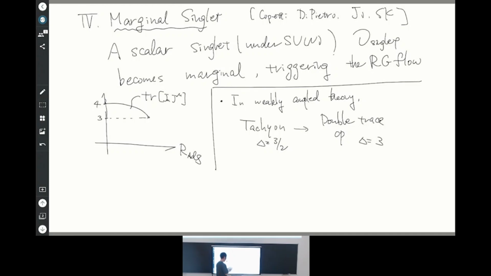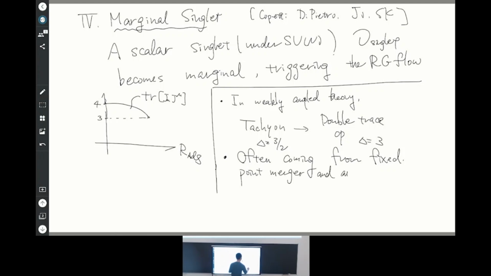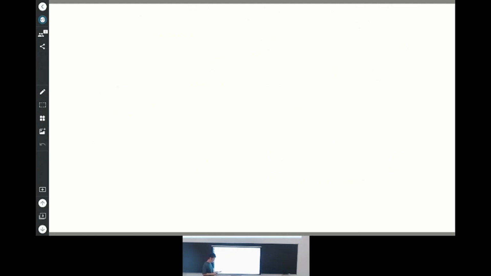Okay? Another comment is that this behavior, where some operator hits marginality and you lose the fixed point, generically comes from fixed point merger and annihilation. What do I mean by this? It's precisely based on the paper by Slava and Victor and Bernardo. That's one paper which discussed this point very clearly, although many other people also discussed it.